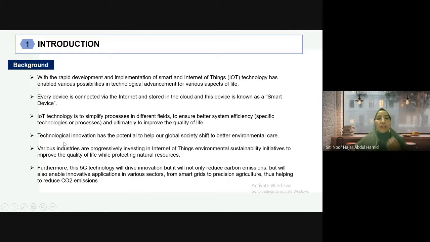Technology innovation has the potential to help our global society shift to better environmental care. Various industries are progressively investing in IoT environmental sustainability initiatives to improve the quality of life while protecting natural resources. Furthermore, 5G technology will drive innovation, not only reducing carbon emissions but also enabling innovative applications in various sectors, from smart grid to precision agriculture, thus helping to reduce carbon dioxide emissions.